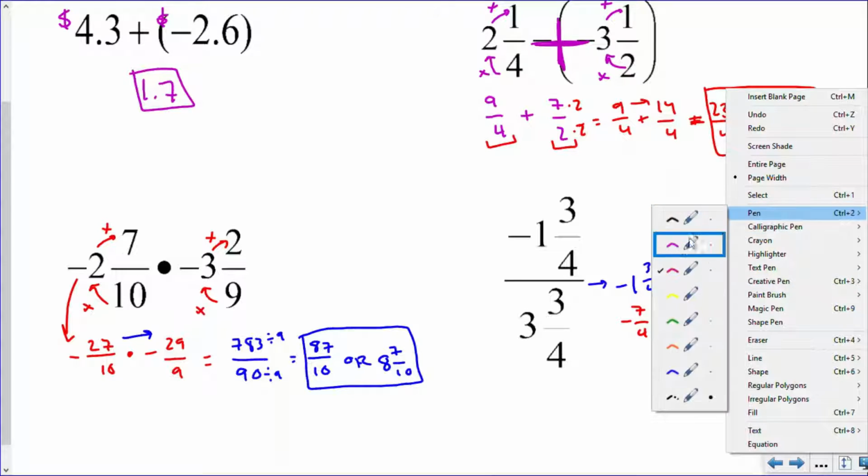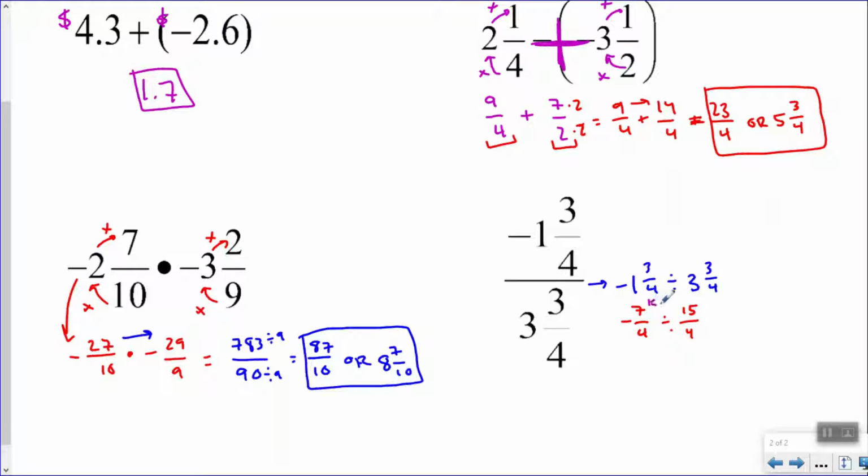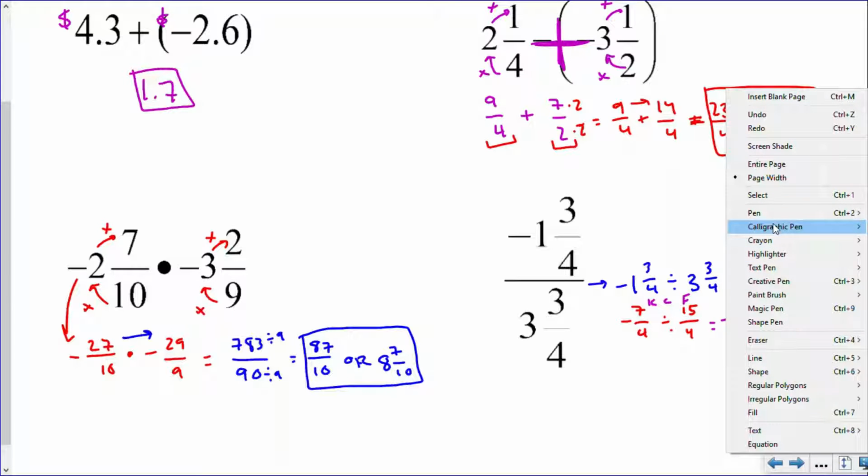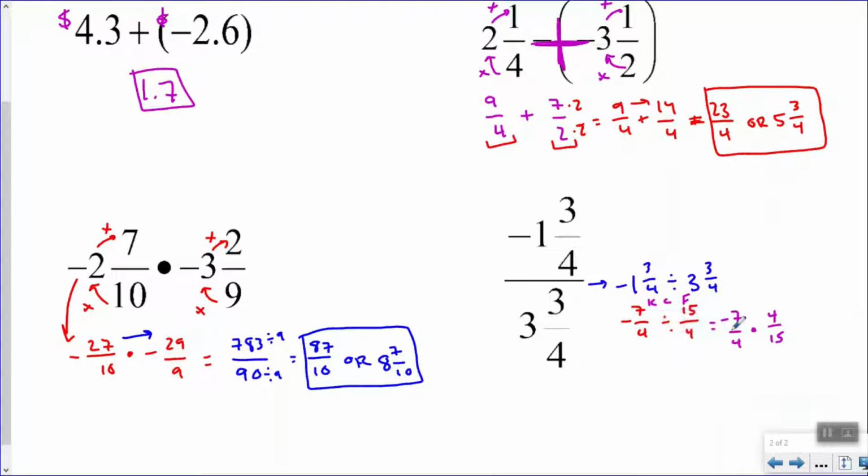Now, here we have to use our keep, change, flip. We're going to multiply by the reciprocal. So -7/4 stays the same, times 4 over 15. We have to flip that around. Now if I look along the diagonals, we see something that we can reduce. So 4 and 4 have a common factor of 4. So I'm going to divide both those by 4.